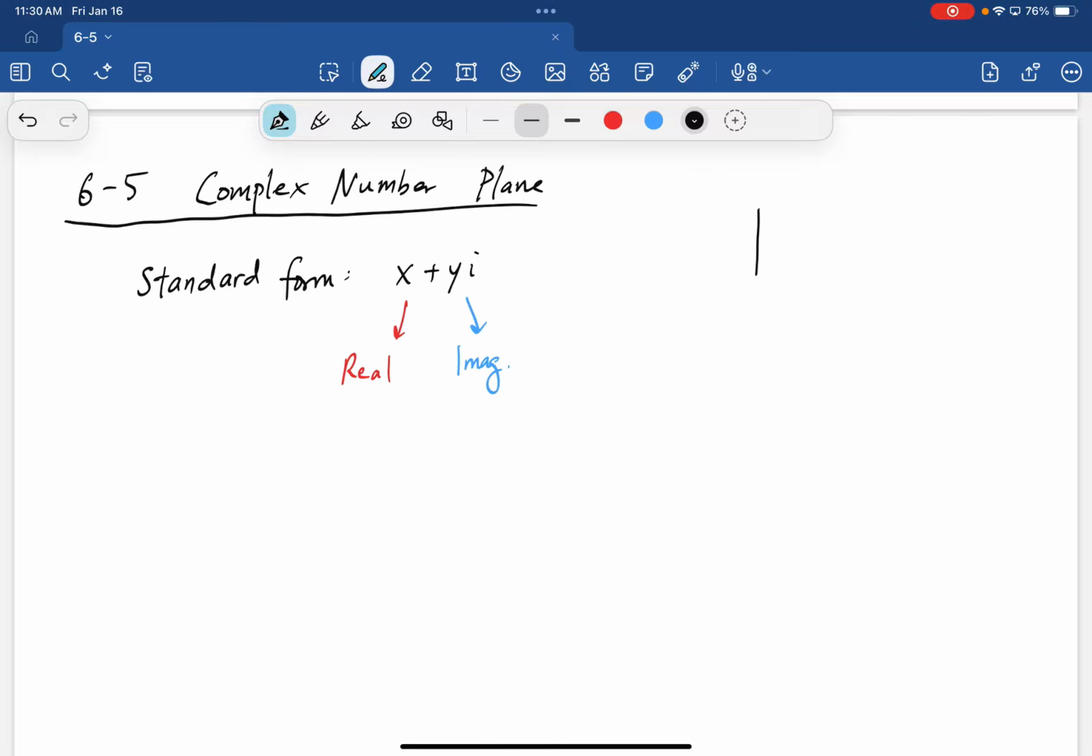And so we're able to plot this on a plane where the x-axis is called the real axis. We label that with RE, and the y-axis is called the imaginary axis, labeled with IM. And the point x plus yi is going to be plotted such that its real coordinate is x, and its imaginary coordinate is y.